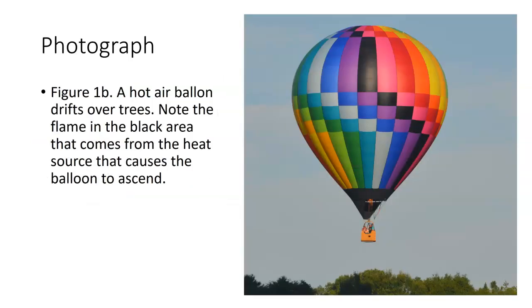A photograph can be a figure. Figure 1B, a hot air balloon drifts over the trees. Note the flame in the black area that comes from the heat source that causes the balloon to ascend. And you can look in the center of it and you will see there's this great big flame that's heating up air, and that heated up air is now going to move this material upwards. So we've got a photograph. I don't know how you would be able to explain this so that somebody would actually be able to visualize what you're looking at compared to having the photograph.